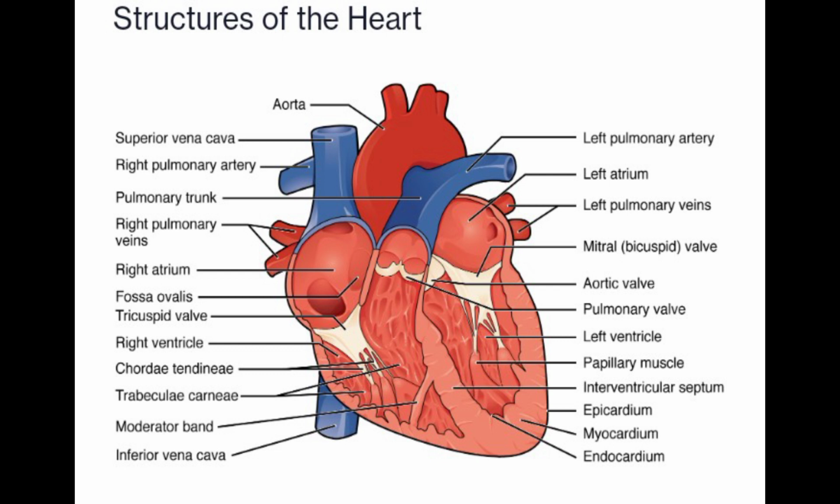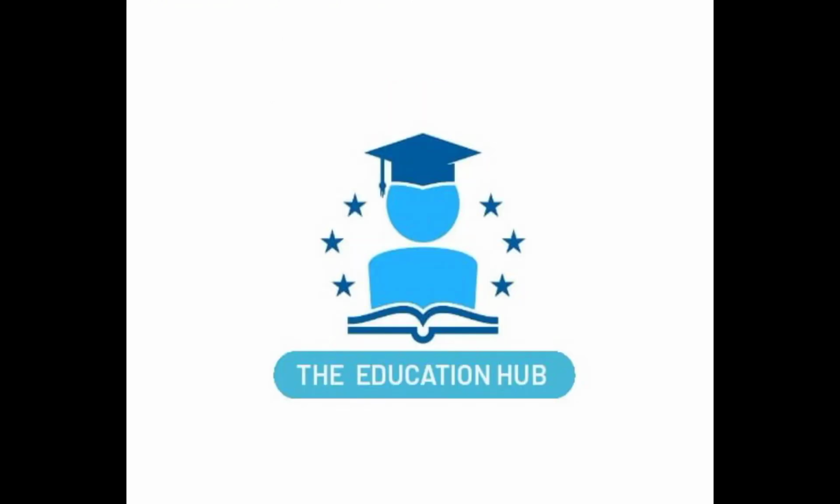The pulmonary artery is responsible to send the blood from the heart to the lungs for oxygenation, and the pulmonary vein is responsible to bring it back to the heart. The aorta is the largest blood vessel of the body, which is responsible to send the blood round the whole body. So this was it for today's lecture.